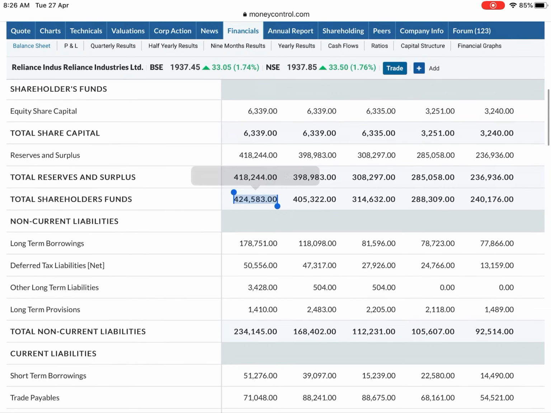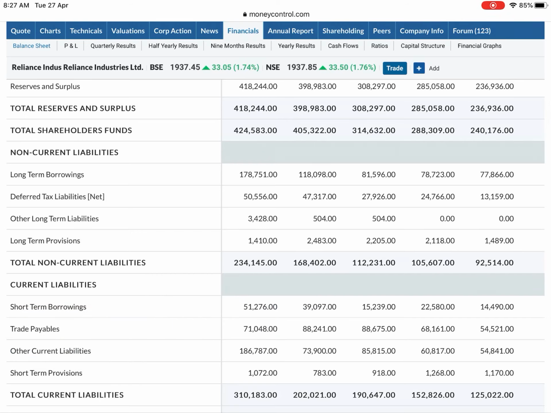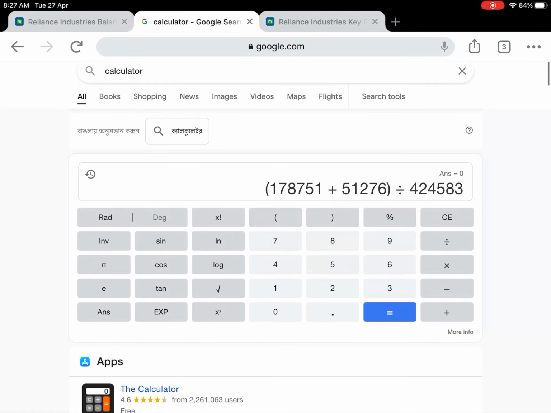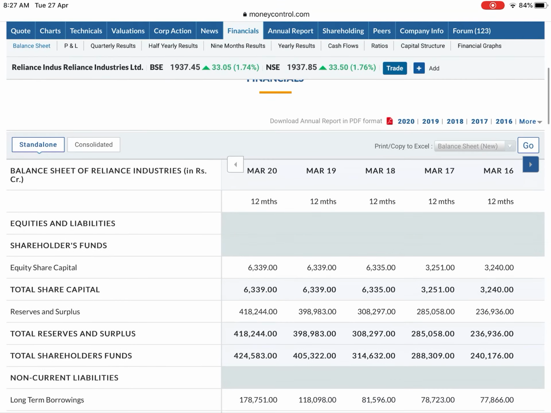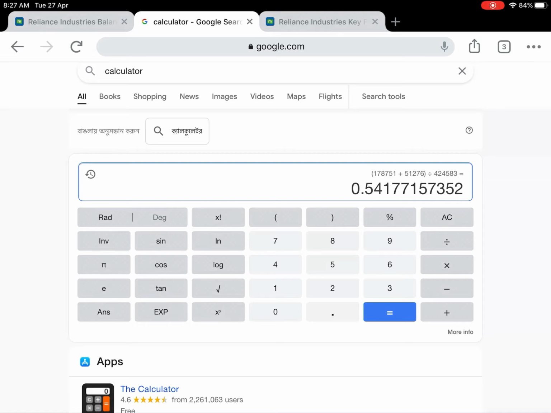So what do we have to do? We have to add these two parameters and divide by the total shareholders' equity fund. So now go to the calculator. I already have the details. So this is long term borrowings and this is short term borrowings, divided by total shareholders' equity fund. So in our calculation, the debt to equity ratio is approximately 0.54.